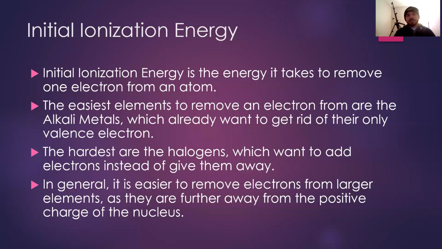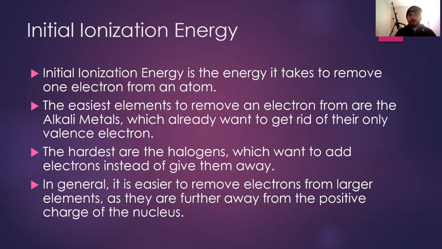Now, initial ionization energy. This is the energy that it takes to remove an electron from an atom. It's similar to electronegativity in that it's the energy, it has to do with electrons, and it has to do with getting rid of them. The difference is that this one is kind of the idea of how easily an atom loses an electron. So the easiest elements to remove an electron from are the alkaline ones. They already want to get rid of their only valence electron. They want to react so they get that full shell, so they're trying to push that last electron away anyway.